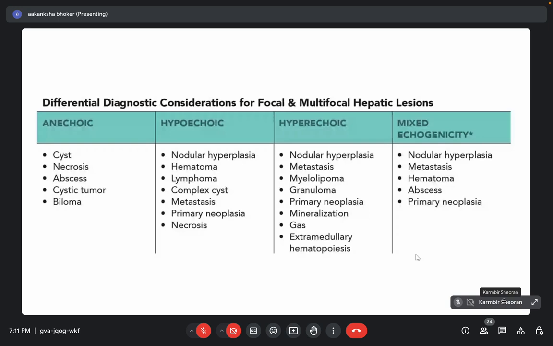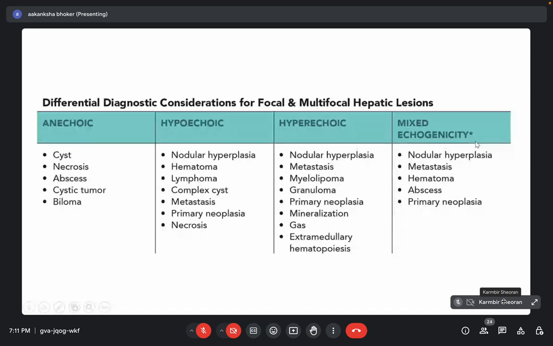If you see it deeply, it is showing that these conditions will have anechoic appearance, then hypoechoic, hyperechoic, and mixed echogenicity. But it is not very absolute. There is much overlapping. Something like, say, necrosis. Necrosis can appear anechoic also. It can appear hypoechoic also, and it can be mixed echogenicity. So all these are overlapping. It can be anechoic to hypoechoic or mixed echogenicity.